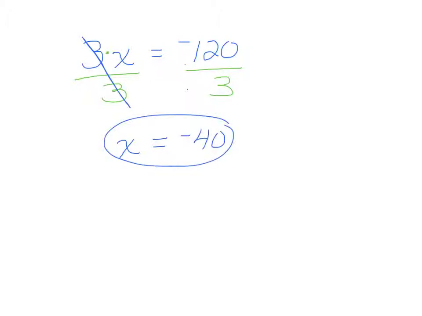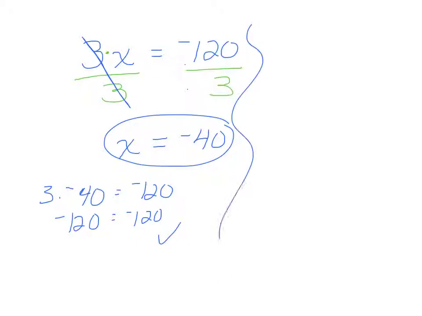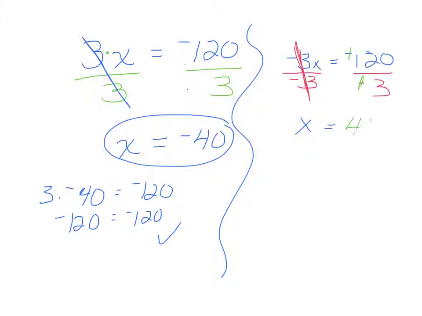Once again, I can check. Is negative 40 times 3 negative 120? And it really is. Negative 120 is equal to negative 120, so this checks. Let's suppose I said negative 3x is equal to negative 120. Taking the same idea, I divide by negative 3 on both sides. Negative 3 divided by negative 3 just leaves me with x. On the right-hand side, I would end up with a negative divided by a negative, which is positive. 120 divided by 3 would give me 40.